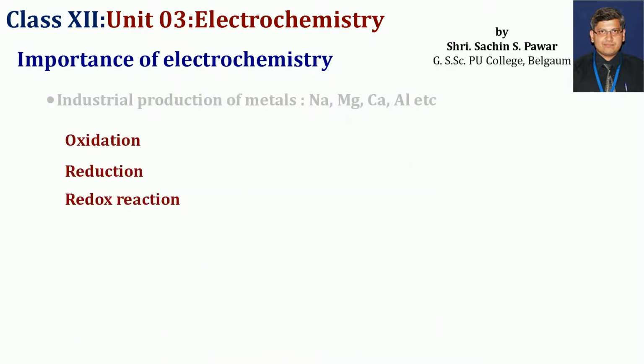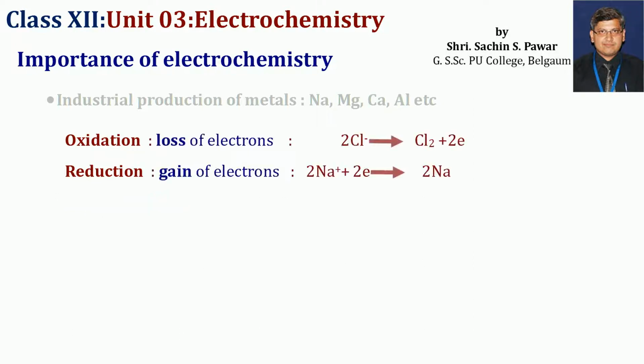This example I have taken to revise one of the concepts from PUC first year, topic redox reaction. I am trying to recall three concepts: oxidation, reduction and redox reaction. Please recall, oxidation means loss of electron, and in the present example two Cl minus ions lose two electrons to form one chlorine molecule. So this is loss of electron by chloride ion, and it is an oxidation reaction. And reduction means gain of electrons, and in this case two Na plus ions gain two electrons to form two Na atoms, a reduction of Na plus ion to Na atom.